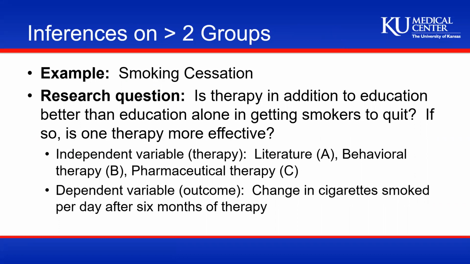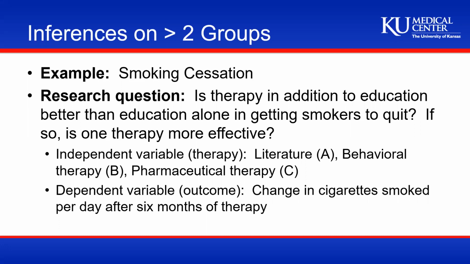It's kind of a count outcome more than anything, but it is considered continuous. And now we have 3 treatment groups that we're comparing: literature, behavioral therapy, pharmaceutical therapy. And the goal is to get smokers to quit and to stay quit.